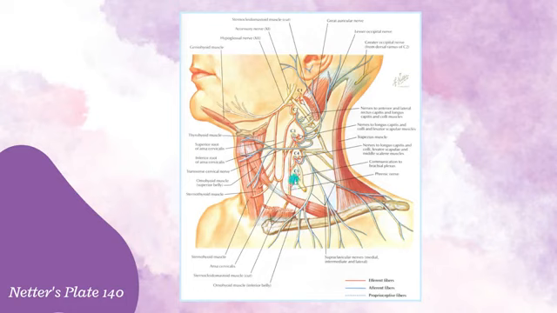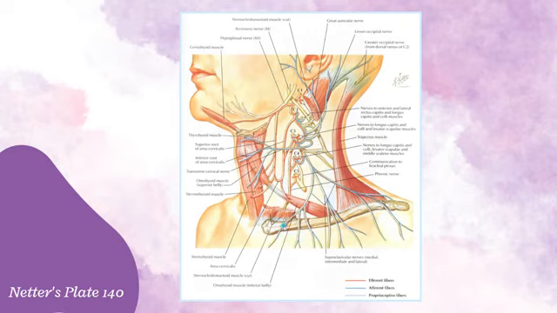And then that phrenic nerve will descend anterior to the anterior scalene muscle, and then be crossed by the transverse cervical and suprascapular arteries, and then it will pass anterior to the first part of the subclavian artery and then descend through the superior and middle mediastinum, which we already talked about, to reach the diaphragm.